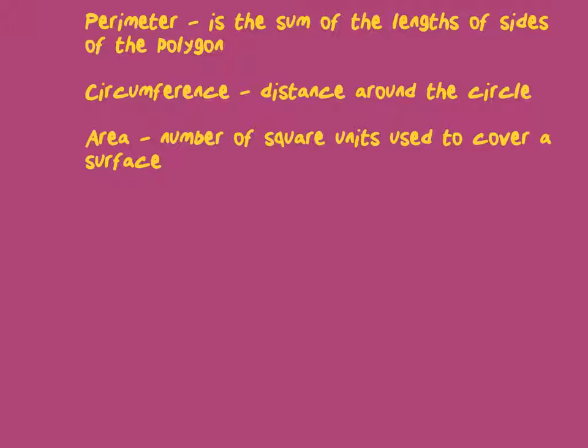Moving on to the perimeter. You've done this for a long time now. The perimeter is the sum of the lengths of the sides of the polygon. So we're just talking around the outside of the polygon. The circumference is the distance around just a circle. And in the area, we're talking about the inside of a polygon and how many square units it takes to cover the inside of a polygon.